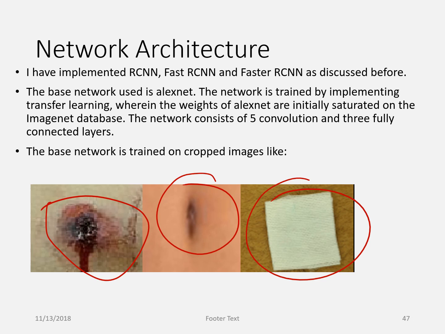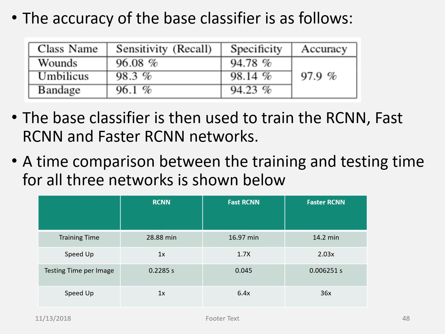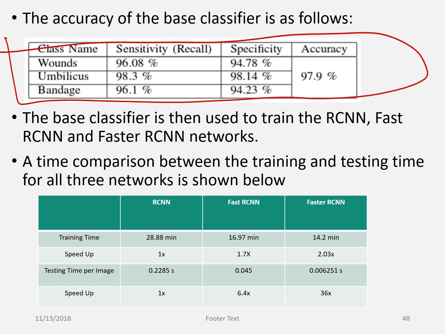Again, the base network layers are from AlexNet, but then I train on these images and pass that network on to my faster RCNN network later on. But before we go there, the accuracies for the base network: the maximum accuracy achieved for umbilicus is 98.3%, and for wound and bandage it is 96%, 96.08%, and 96.1% successively. One thing I would like to point out is that umbilicus is 98.3%.